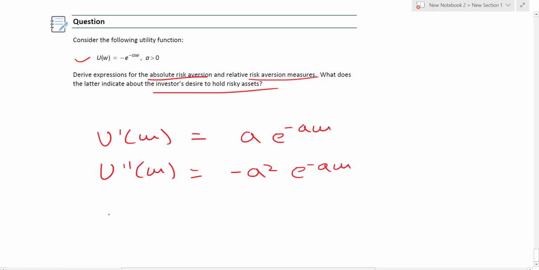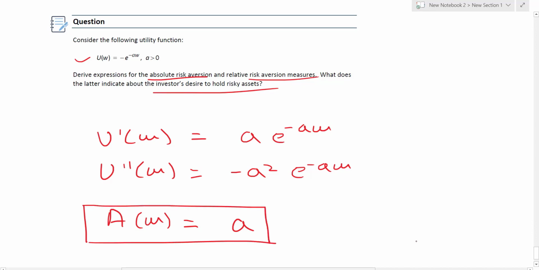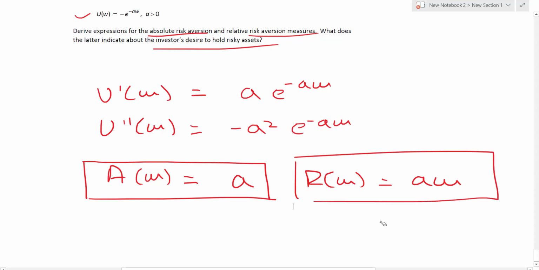So what is absolute risk aversion? A of W will be equal to negative of U double dash W divided by U dash W. So it would be equal to A. This is your absolute risk aversion. And what is relative risk aversion? It's AW. Okay. It's just absolute risk aversion multiplied with W. Now, absolute risk aversion seems to be a constant. That is A dash W is equal to 0.